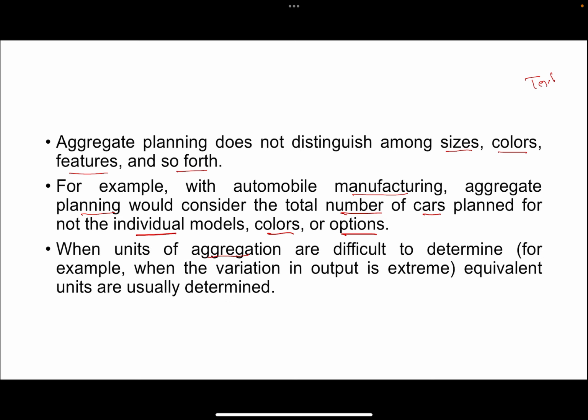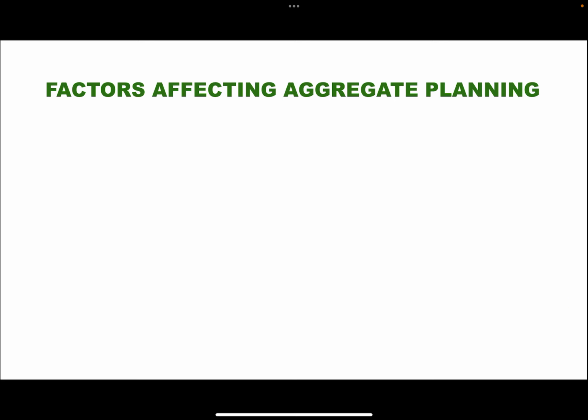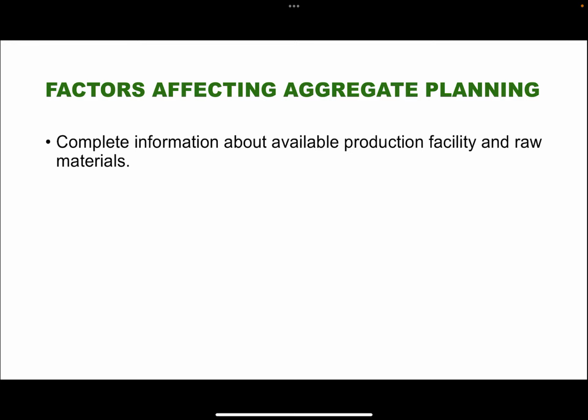When units of aggregation are difficult to determine, for example, when the variation in output is extreme, equivalent units are usually determined. That means in the case of a car, we will take one standard unit of car. Or in garments also, we will take one standard unit. How many standard units of that product are manufactured? These equivalent units could be based on value, cost, worker hours, or some similar measures. So how much manpower is required to produce one standard unit of car or of a product? What is the total value in that? Like that. So what are the factors affecting aggregate planning?